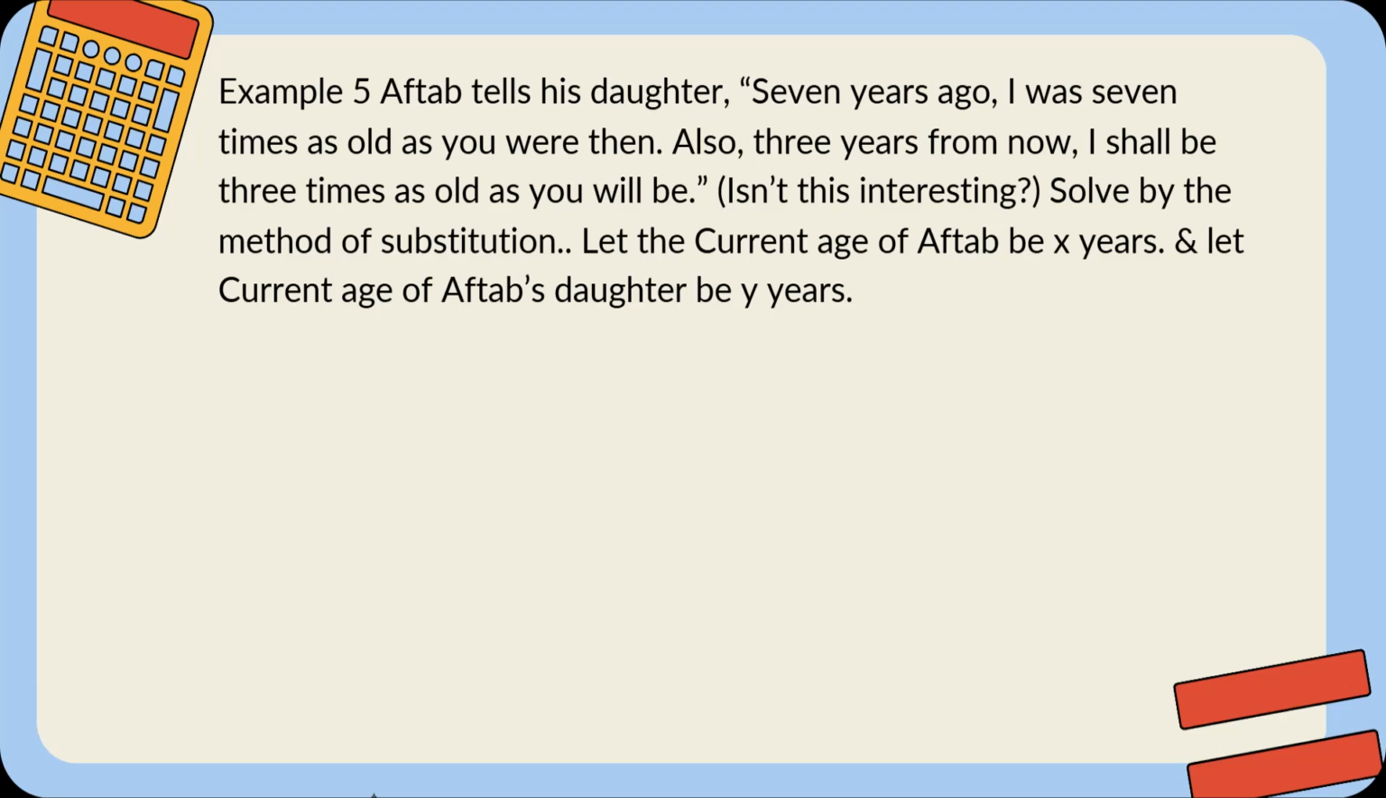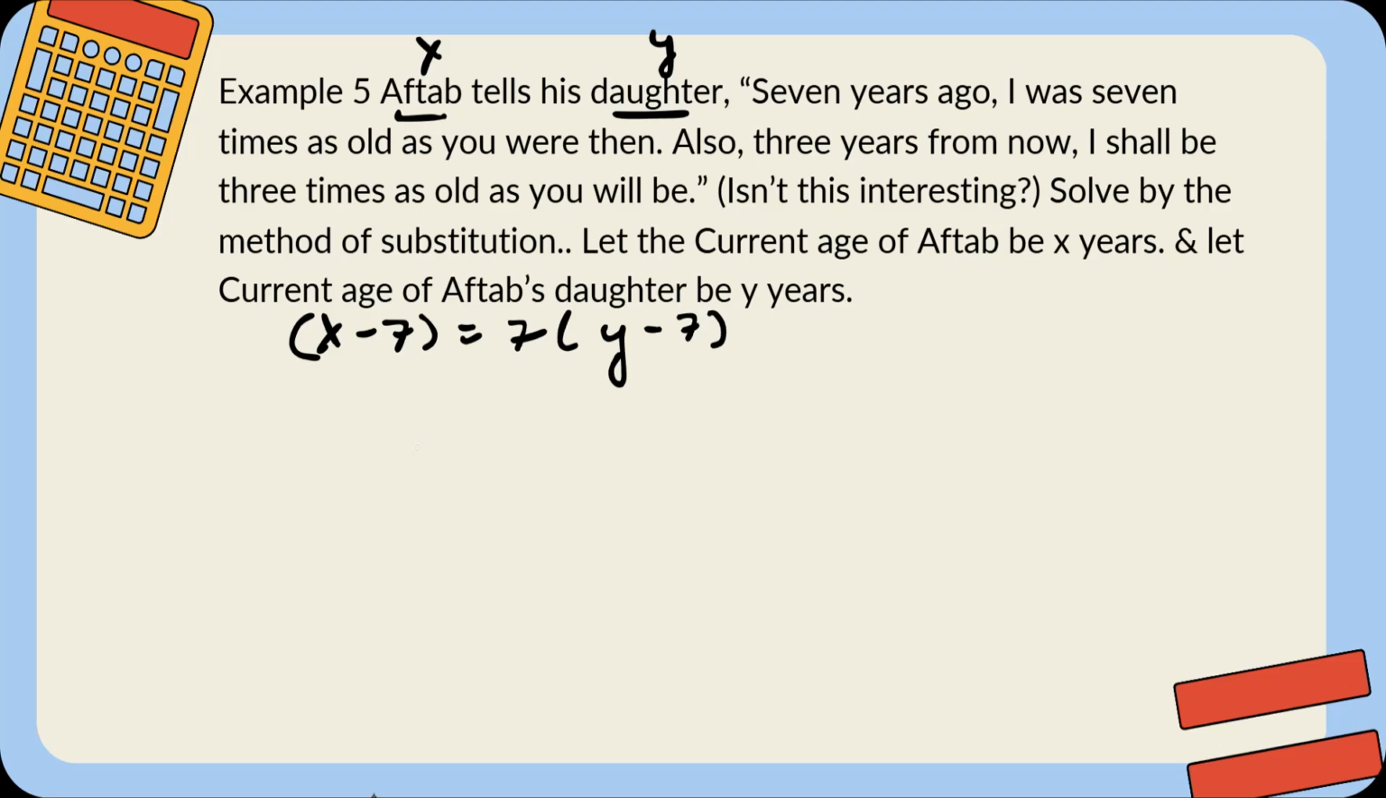Aftab tells his daughter, 7 years ago, I was 7 times as old as you were then. Let Aftab's age be x, okay? And daughter's age be y. So in that case, 7 years ago, who was? Aftab was. So Aftab's age 7 years ago will be x minus 7, right? So I was, so was is always equal to, okay? I was 7 times as old as you were then. 7 times as old as she was, right? Okay, so this is what happens.